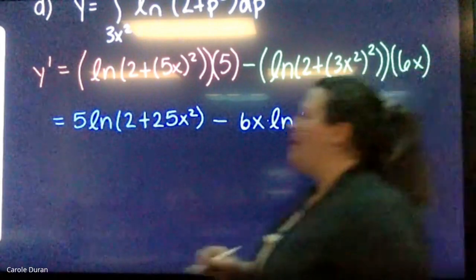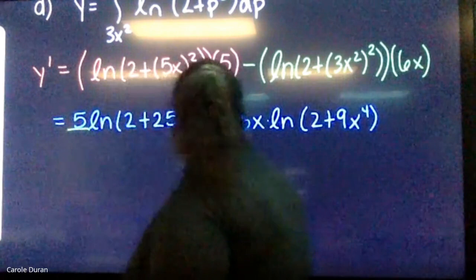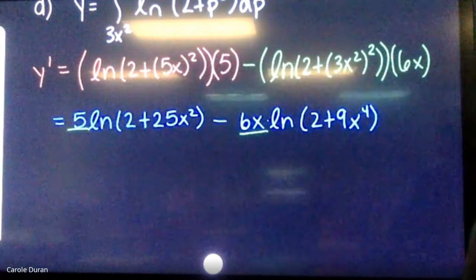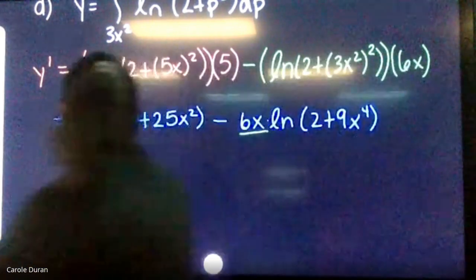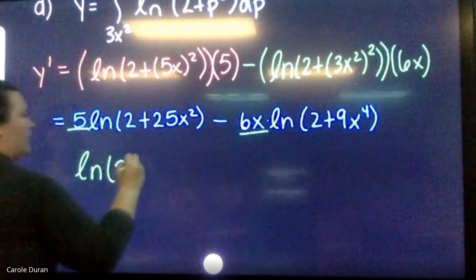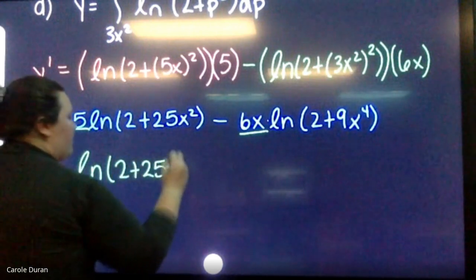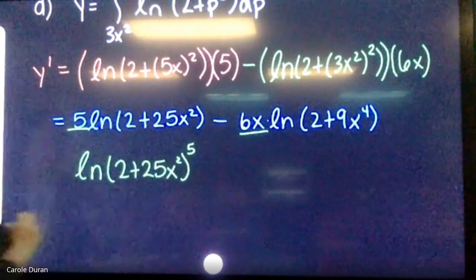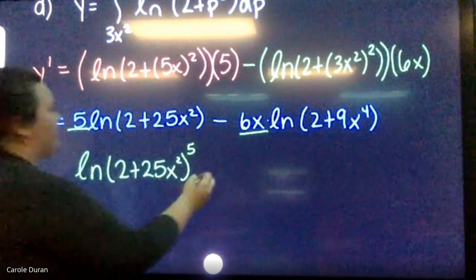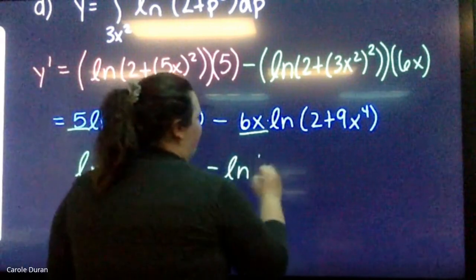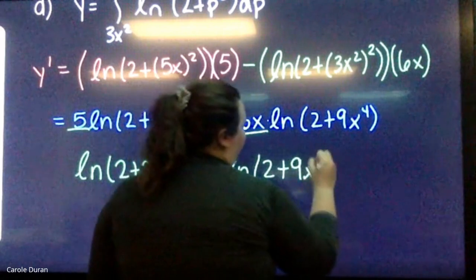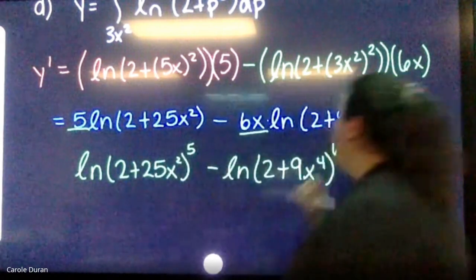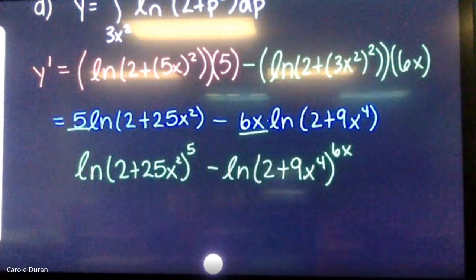The first log property we have says that any number multiplied into the front of a log was originally an exponent. So this becomes a natural log of 2 plus 25x squared all to the 5th power. Where did that come from? Same thing, it's a log property. I've never heard of that in my life. And the second one becomes natural log of 2 plus 9x to the 4th all to the 6x power. I feel like math is just like making random stuff up.